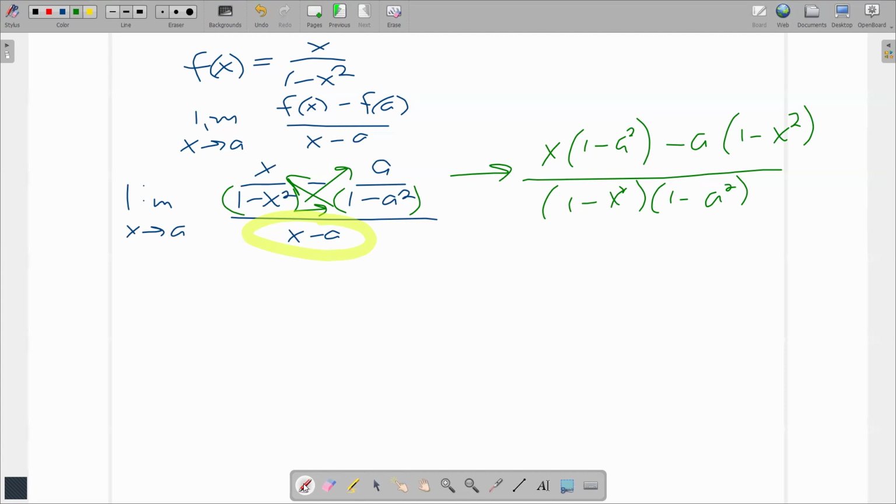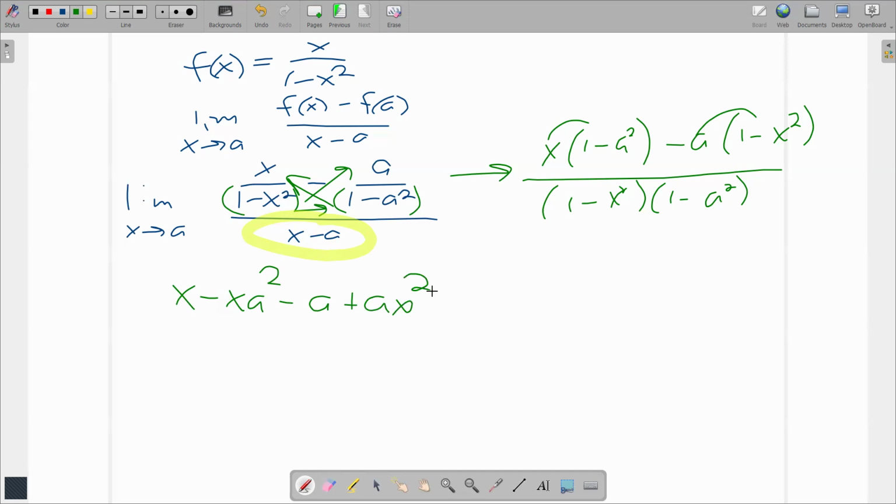I think I've got to multiply some stuff out there. Now, some of us might want to do something like this. Why is that illegal? There's a subtraction. Yeah, this right here makes that illegal, so we can't do that. The only way forward is distribute here and hope for the best. Okay, so that's going to give me x minus xa squared minus a plus ax squared.